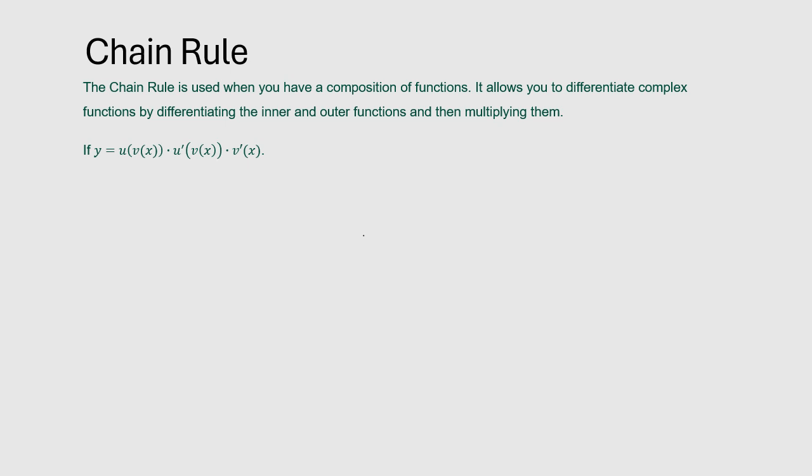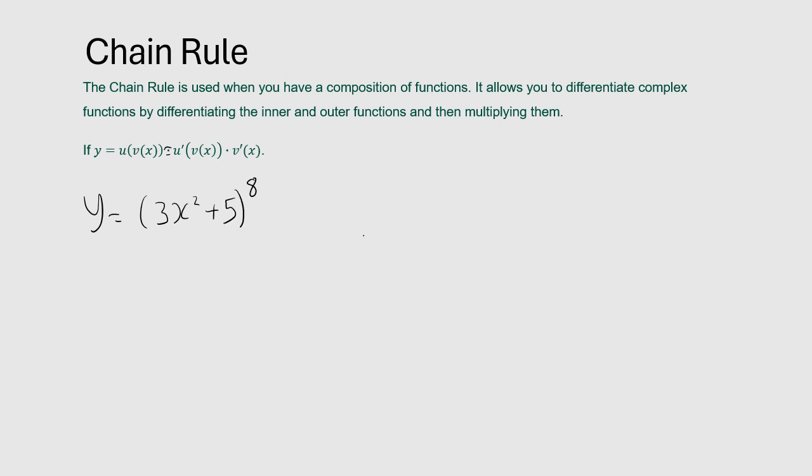Chain rule is used when we have a composition of functions. So it allows us to differentiate complex functions by differentiating the inner function first, then differentiating the outer function. For instance, if you have y equal to (3x squared plus 5) raised to the power of 8.